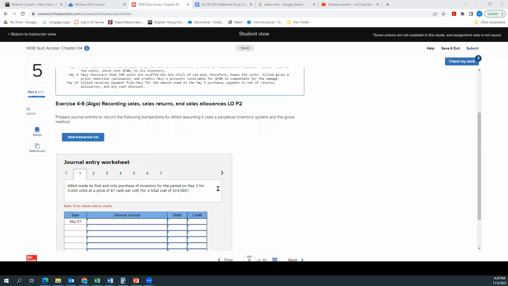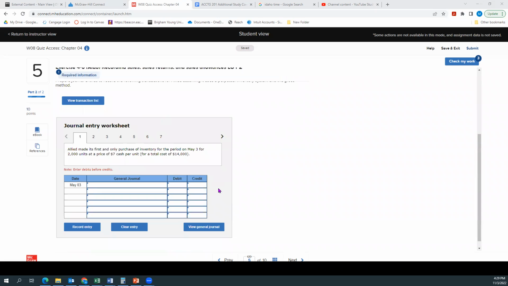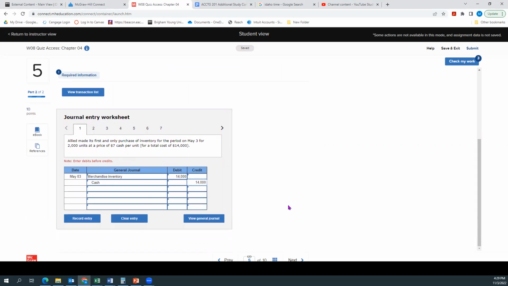All right. So first transaction, we make a purchase on May 3rd for 2,000 units at a price of $7 cash per unit. So this one's cash. So we're going to record a debit to our merchandise inventory account. So that asset, merchandise inventory, is going up by 14,000. And then our cash is going down. So that's pretty easy in the sense that there's nothing real complicated happening there. We are paying cash asset out and receiving merchandise inventory asset in. I'll go ahead and record that entry.